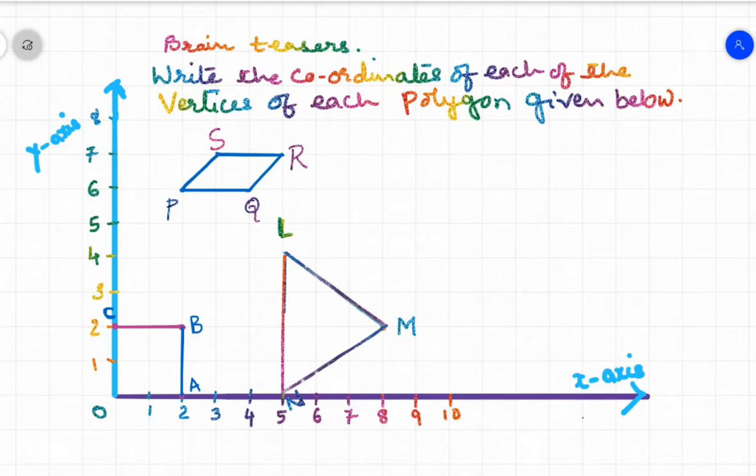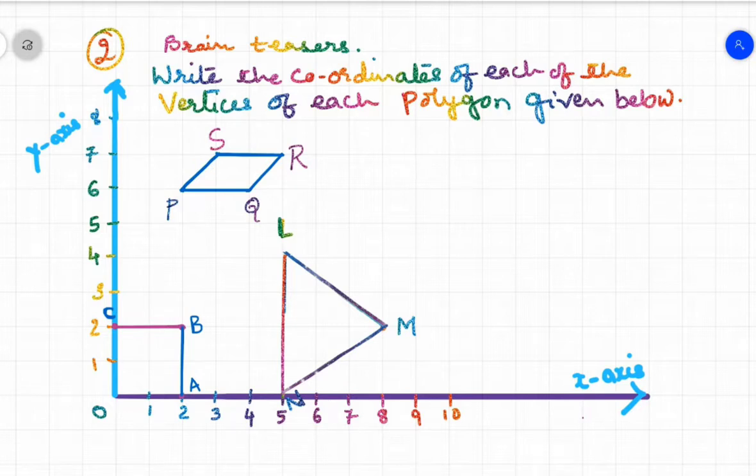Okay. Let us see question number 2. Brain teasers. Write the coordinates of each of the vertices of each polygon given below. Now look here. See P, Q, R, S.